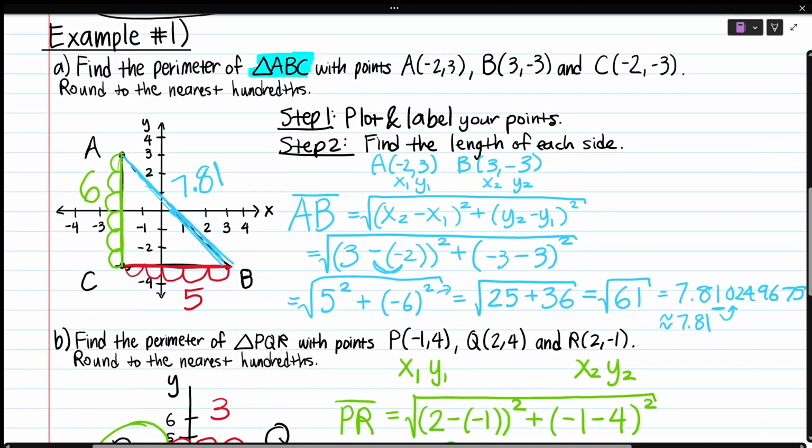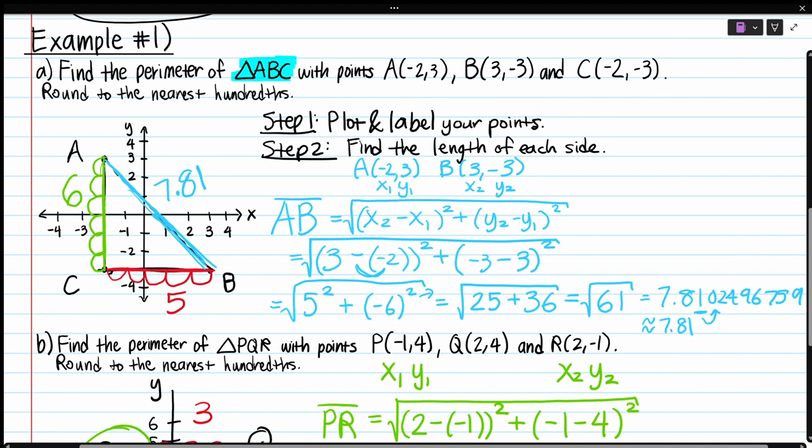All you have to do for the perimeter is add up all those sides. So the perimeter is equal to 6 plus 5 plus 7.81. That's going to be 18.81.